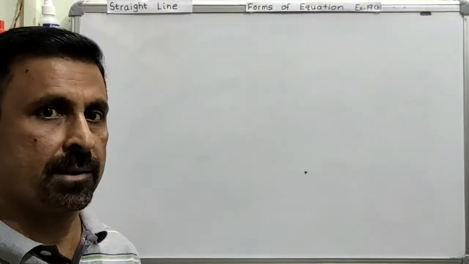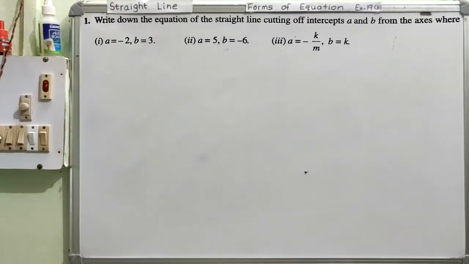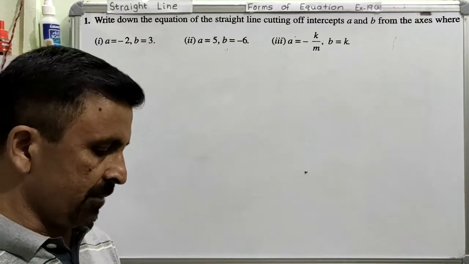Now we are going to start with the first question. The first question is: write down the equation of the straight line cutting off intercepts A and B from the axes, where A is so and B is so. So here, this question is very simple.